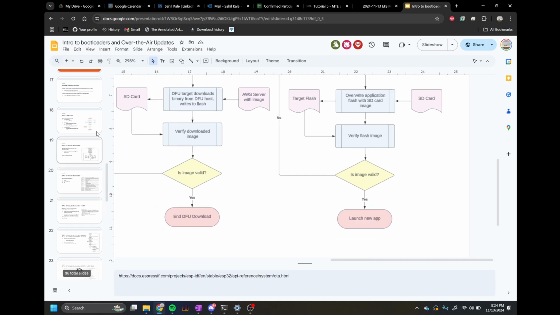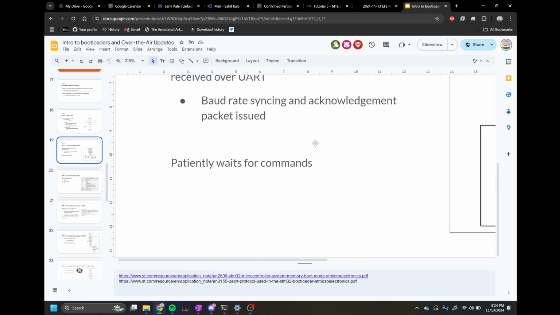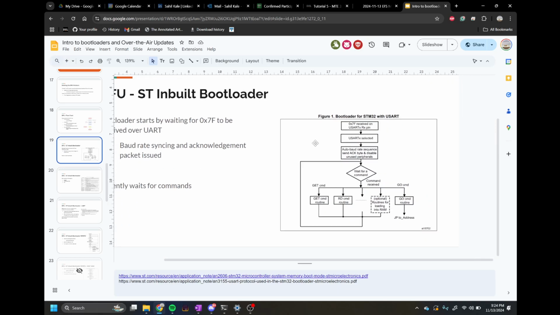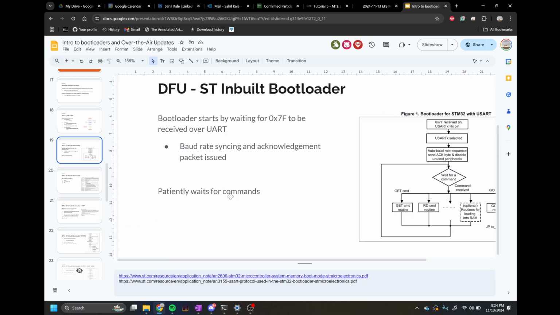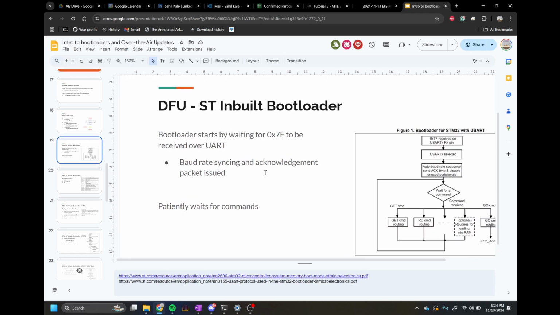So going back over here, I promised we'd talk about the ST bootloader, but for brevity, maybe I will just go over the broad strokes rather than discussing it in depth. Have any of you worked with the ST inbuilt bootloader by any chance? No? Okay.